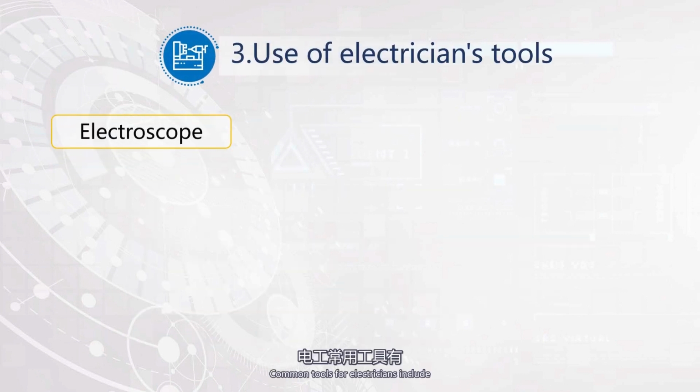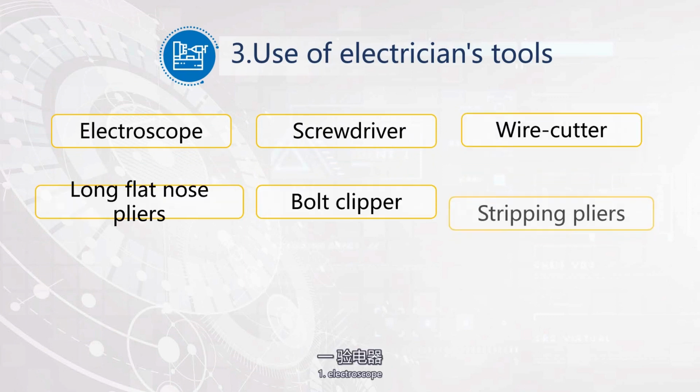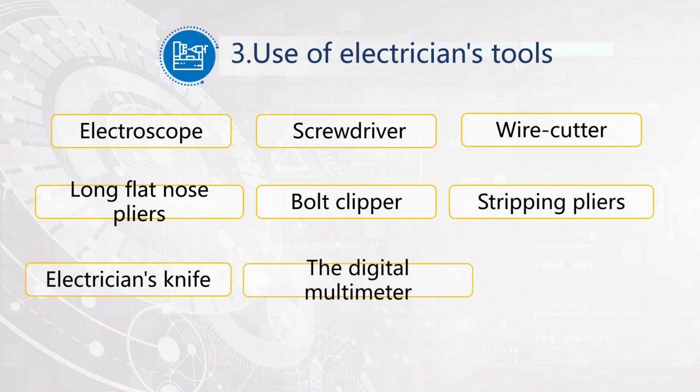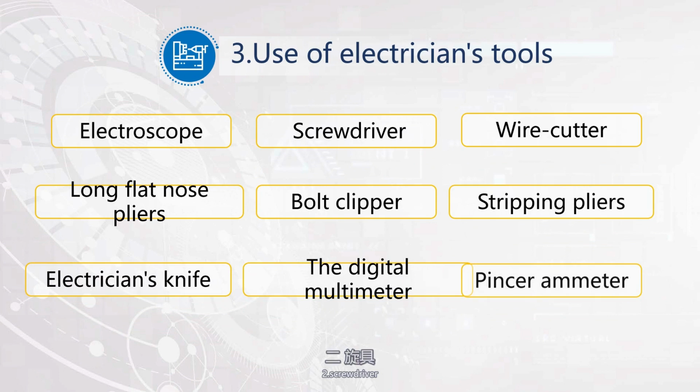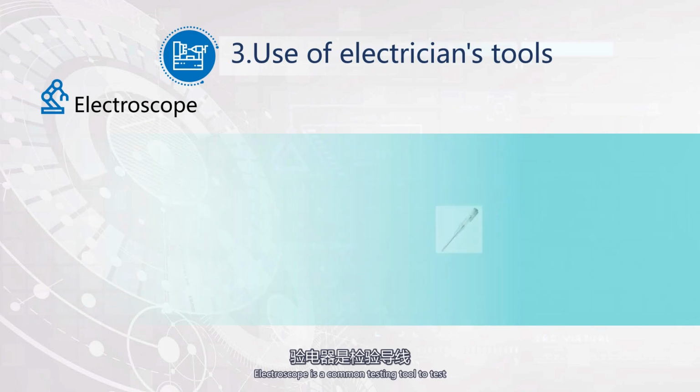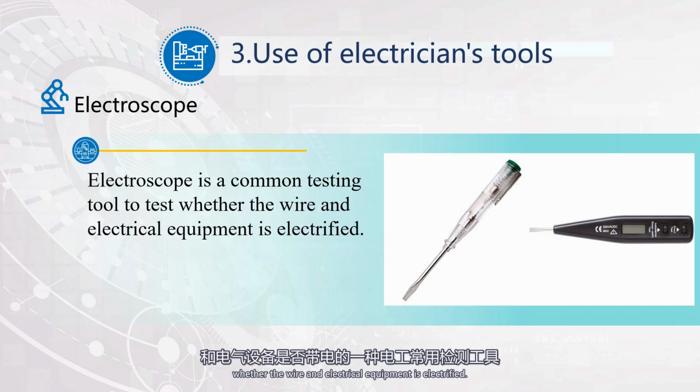Common tools for electricians include: 1. Electroscope, 2. Dot screwdriver, 3. Wire cutter, 4. Long flat nose pliers, 5. Bolt clipper, 6. Stripping pliers, 7. Dot electrician's knife, 8. The digital multimeter, 9. Pincer ammeter. Electroscope is a common testing tool to test whether the wire and electrical equipment is electrified.